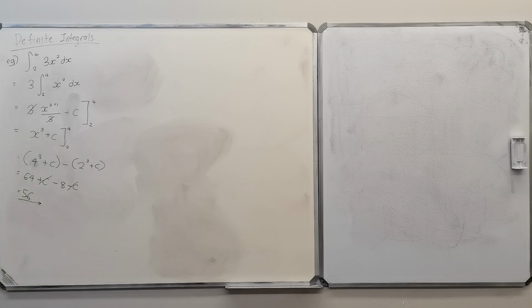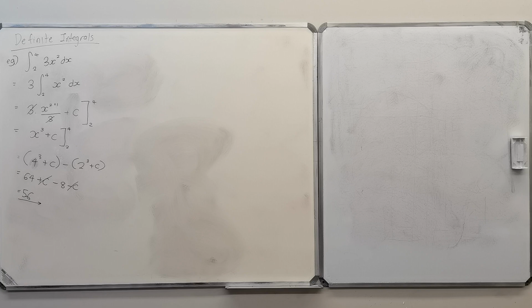Your c values will always cancel when you are doing definite integrals, because you're subtracting your upper and your lower limits. Okay? Let's do another example.